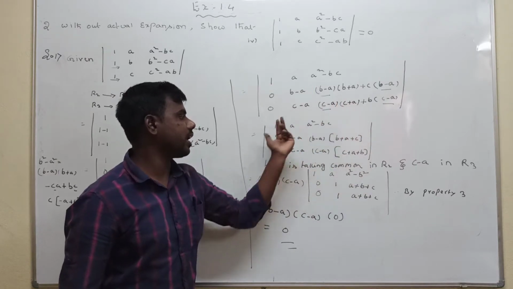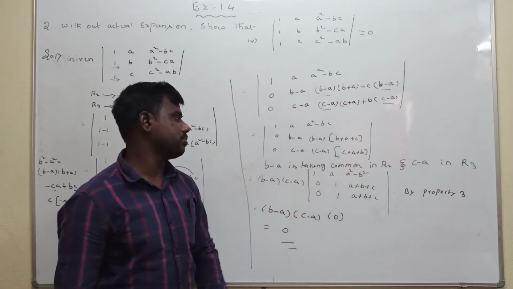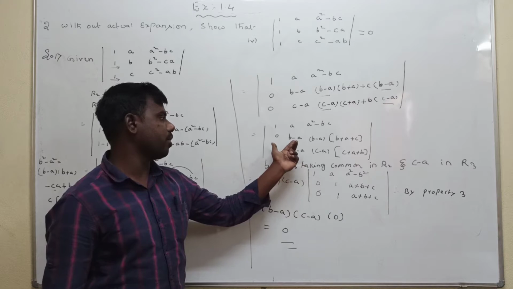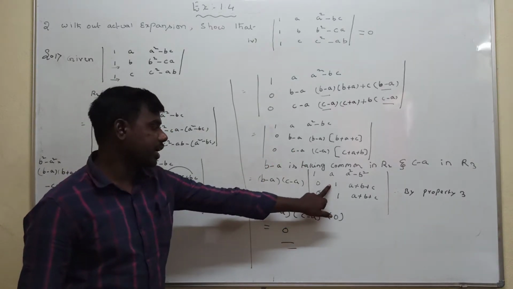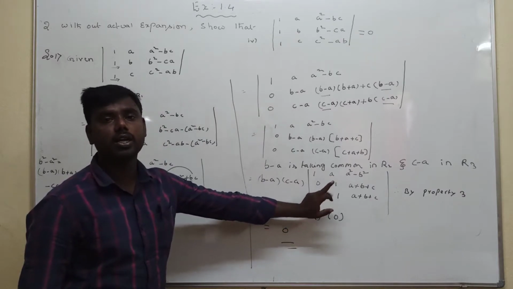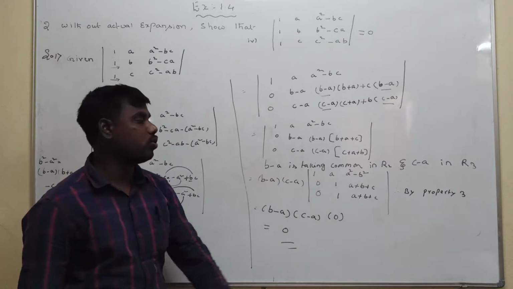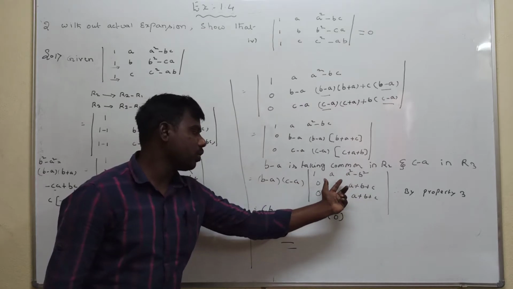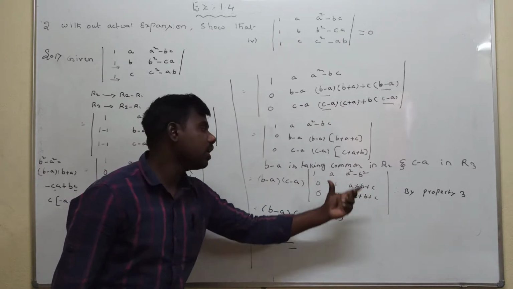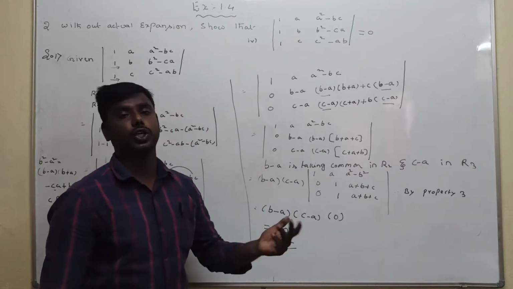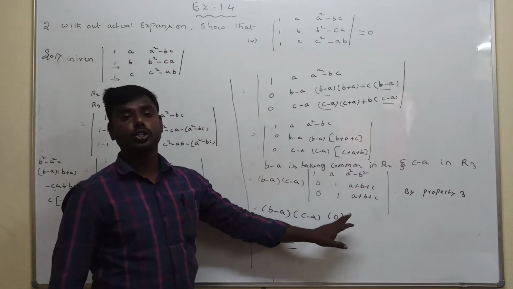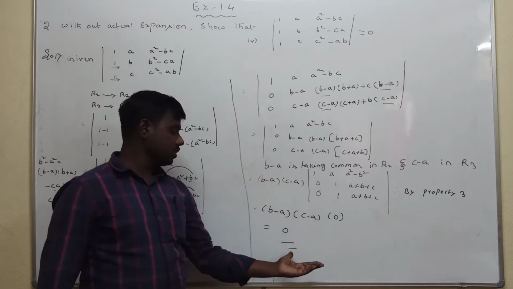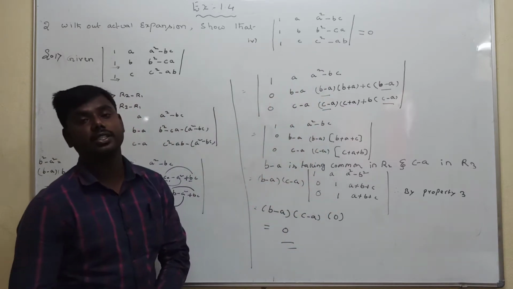Third row, c minus a taken common outside. C plus a plus b. After that, second row, third row take common: one is b minus a, one is c minus a. After that, second row and third row both elements are equal. That's why by using the third property, whenever two rows or two columns are identical, the determinant value will be 0. That's why this total determinant value will be 0. 0 into any multiplication value will be 0. Finally, we got the right hand side value.